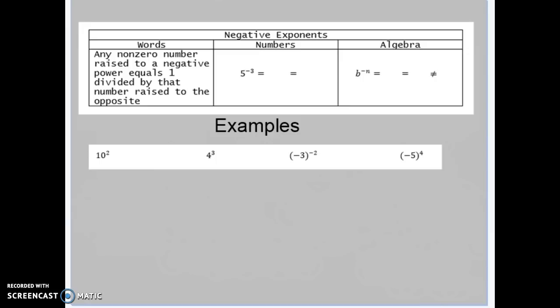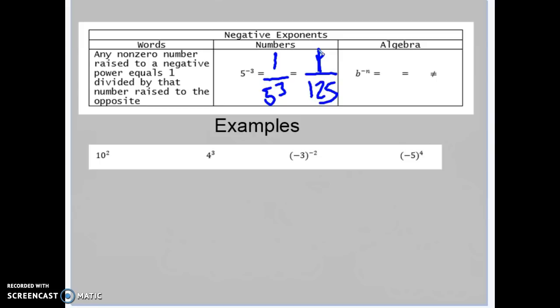So when I have 5 to the negative third power, I have a negative exponent. So that means my numerator has to be 1, and then I put 5 to the third on the bottom. If I multiply out 5 times 5 times 5, I get an answer of 125. So my answer would be 1 over 125.